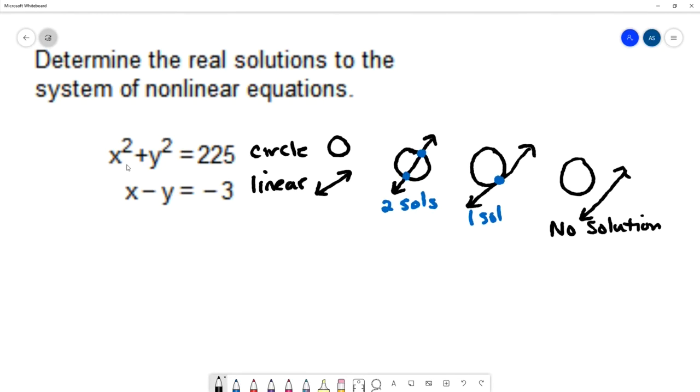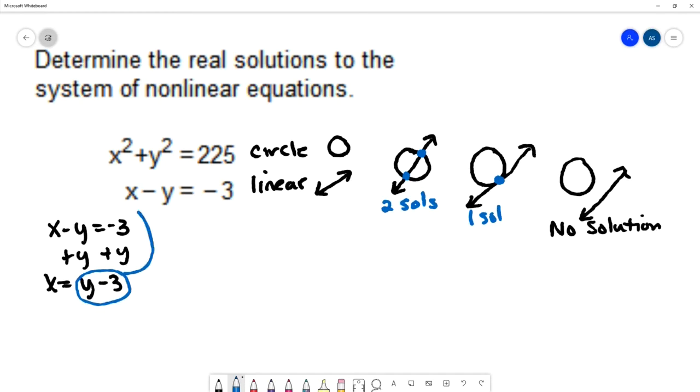So with the substitution method, you want to solve for one of the variables in either equation. So I'm going to take the simpler equation, which is x minus y equals -3, and I'm going to solve for x by adding y on both sides. That gives x equals y minus 3. Once you've solved for one of the variables, you're going to substitute that into the other equation. And that will give us (y minus 3) squared plus y squared equals 225.